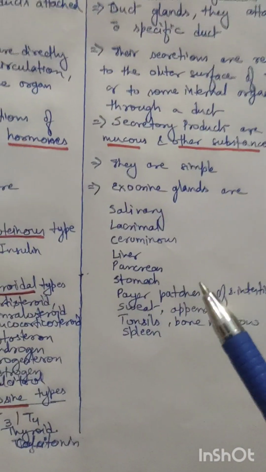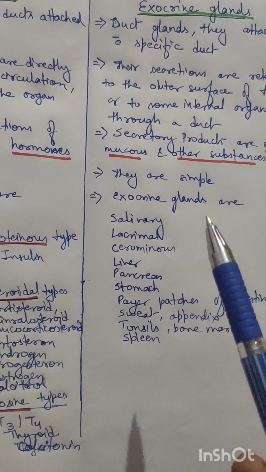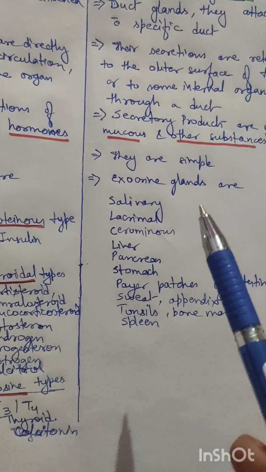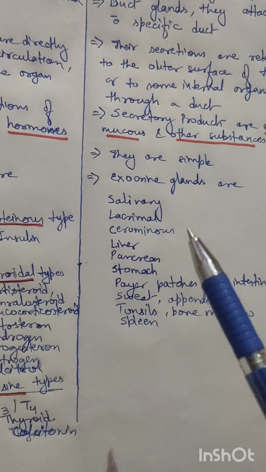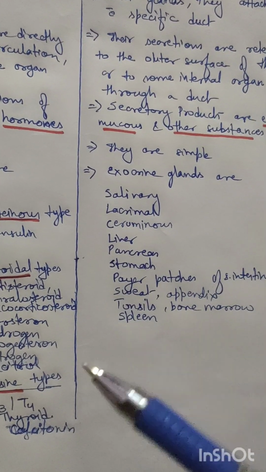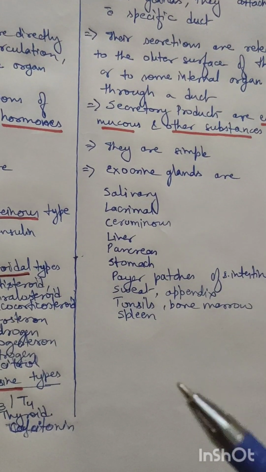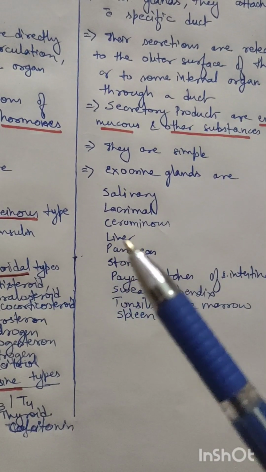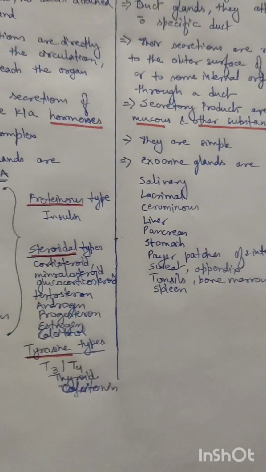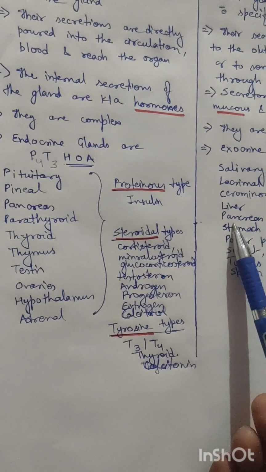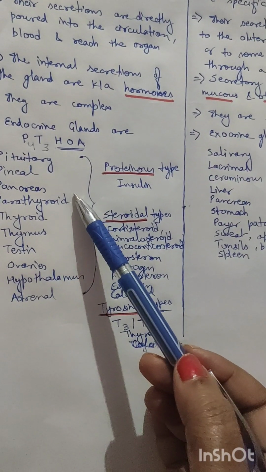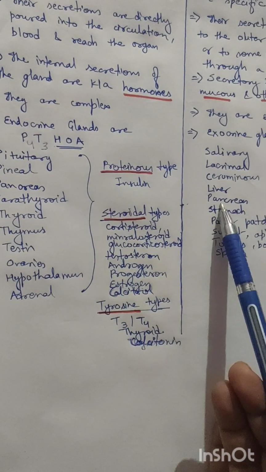Okay, let's see the various examples of exocrine glands. You can see the salivary gland producing saliva, lacrimal gland producing tears, ceruminous gland present in the ear producing wax, sweat gland producing sweat. Mammary gland also, liver, pancreas, stomach, Peyer's patches of intestine, spleen, tonsil, bone marrow. Here one more thing you can see: pancreas is present in both cases. Some part of the pancreas acts as an endocrine gland, and some part of the pancreas acts as exocrine.